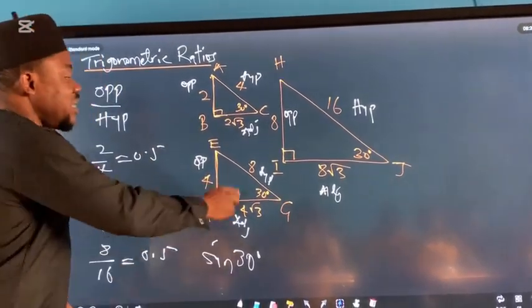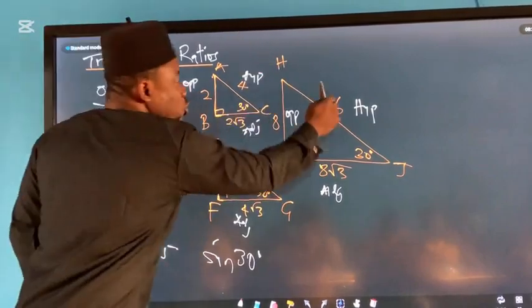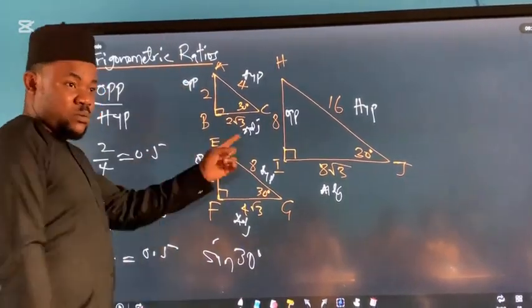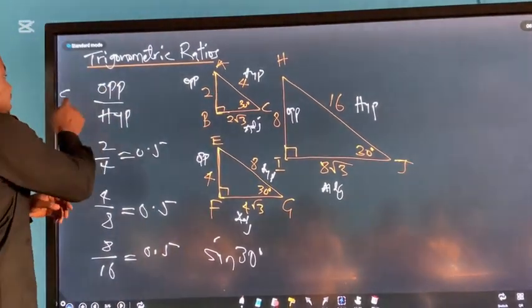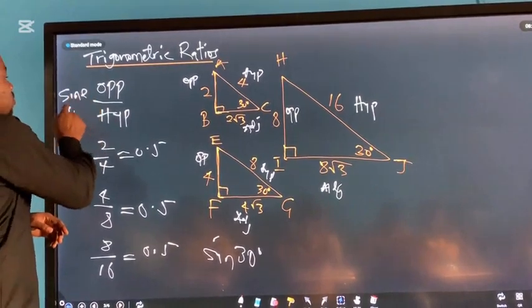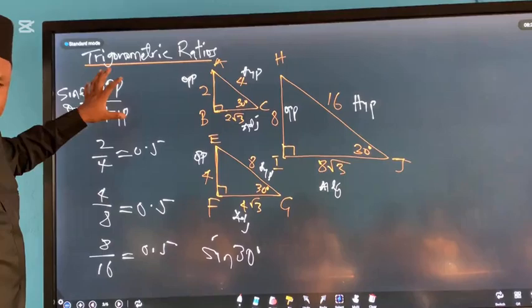If it's 30 degrees that you are seeing in the right angle triangle, the hypotenuse must be 2 times bigger than the opposite. And they say let us call this ratio sine. Do you get what I'm saying? That's how this one came to be.